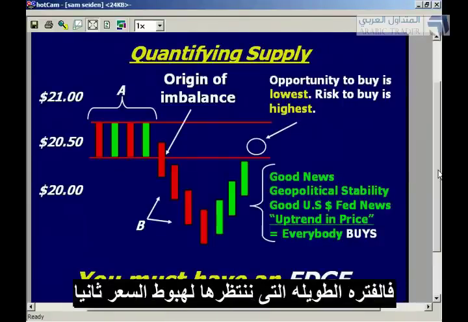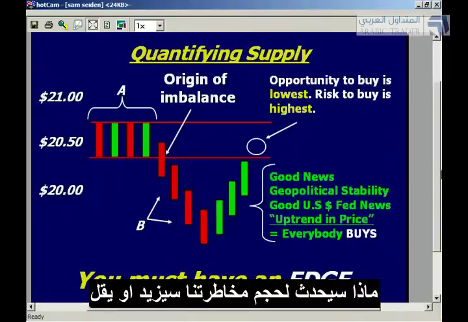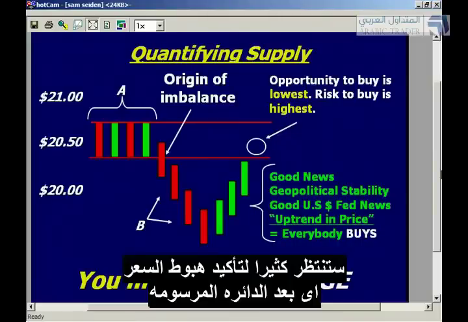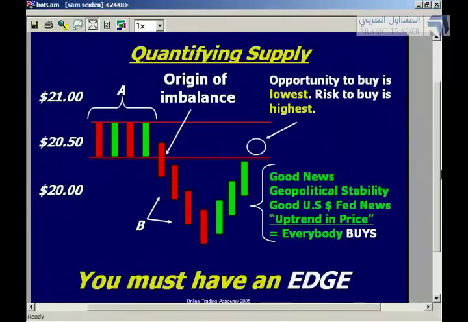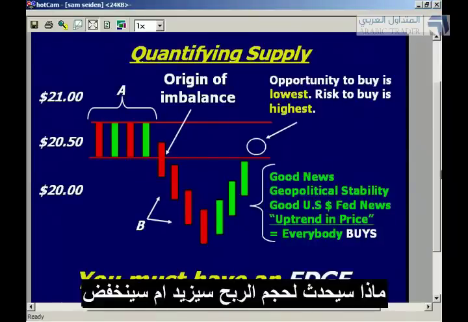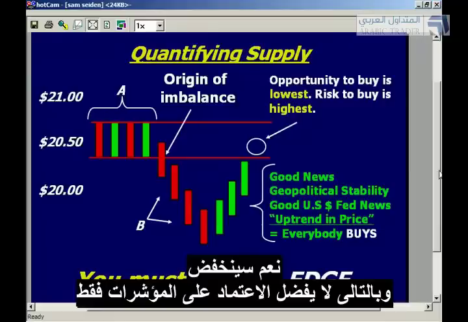The longer you wait for prices to turn lower at that level, and you wait for the indicators and so on to turn lower, what's happening to your risk? Is it going up or down the longer you wait for confirmation of lower prices after that circled area? What's happening to your risk? Is it going up or down? All right. And what's happening to your profit margin? Is it going up or down? Right, down. It's shrinking.